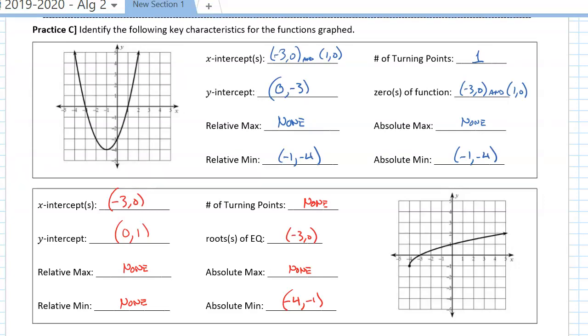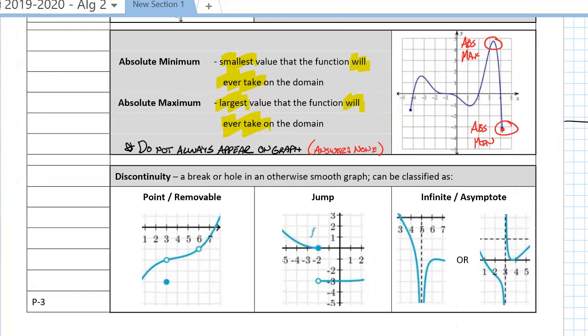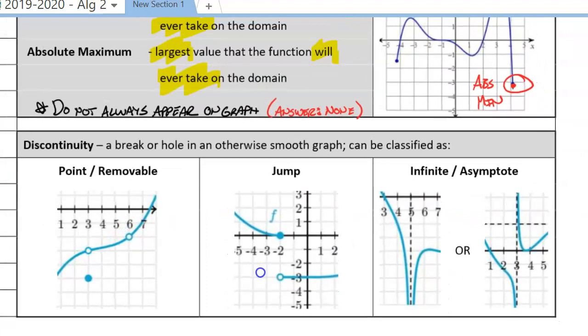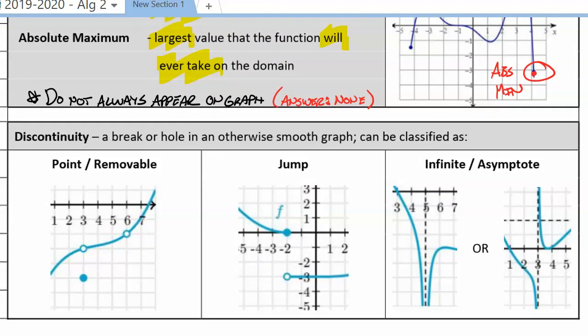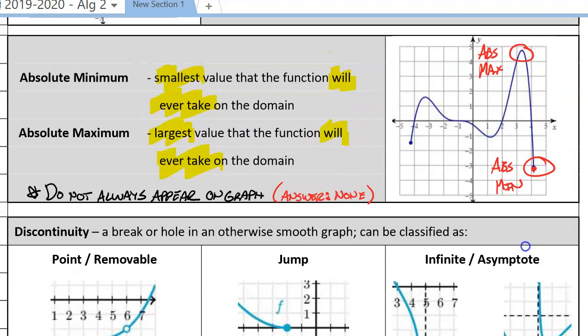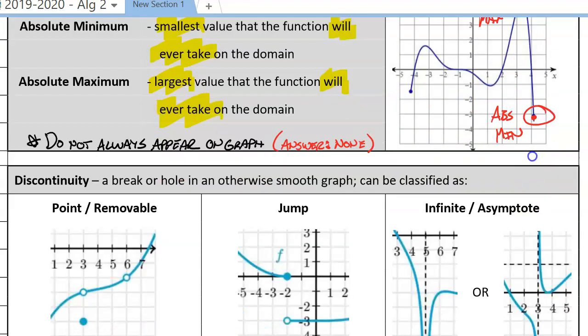Okay, moving back to the Pride side, we have one other vocabulary section to cover, and that involves discontinuities. We started talking about these in class, but here it is officially. Discontinuity just means that there is a break or a hole in an otherwise smooth-looking graph. So usually graphs are nice and smooth, just like my example up here. Nice and smooth, no breaks, jumps, anything like that.